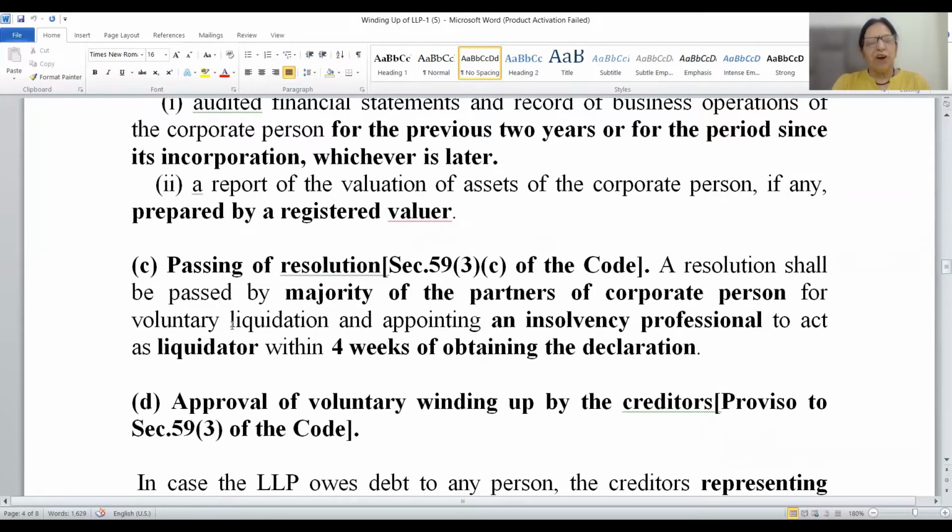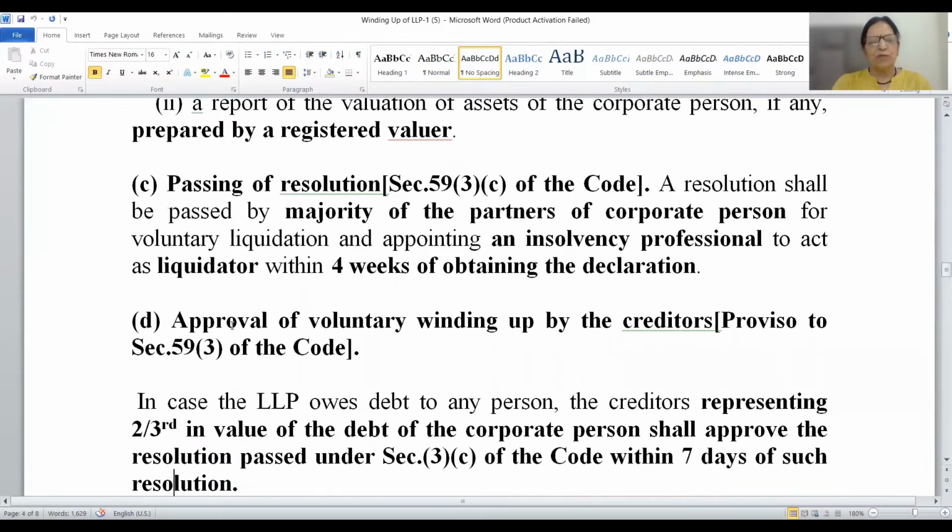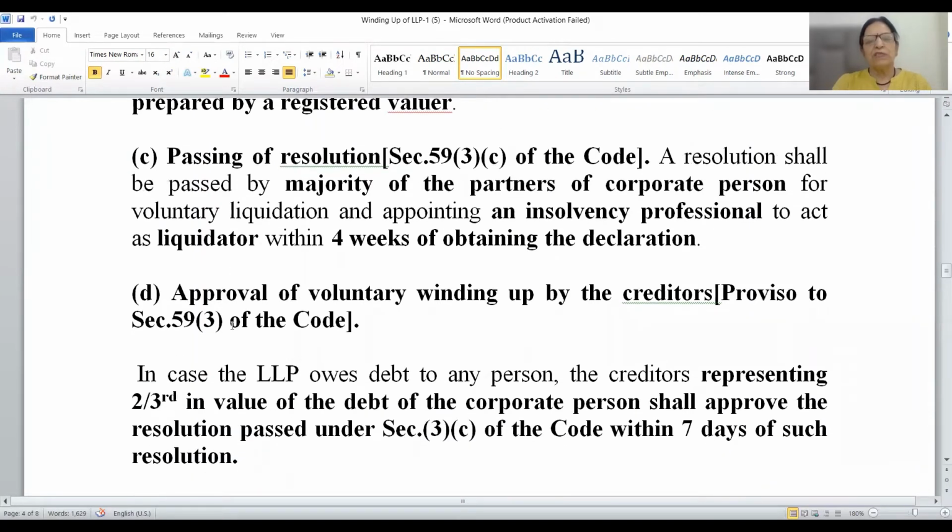Coming to the next point, which is approval of voluntary winding up by the creditors. Now, even the creditors have to approve. In case the LLP owes debts to any person, the creditors representing 2/3 in value of the debt of the LLP shall approve the resolution passed, and they have to approve the resolution passed within a period of 7 days of such resolution.